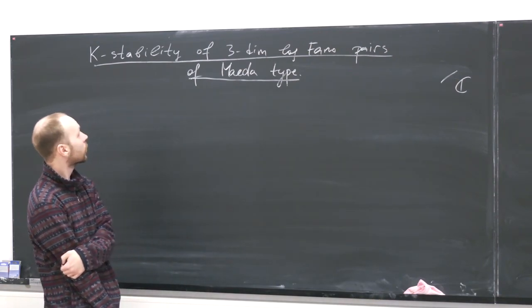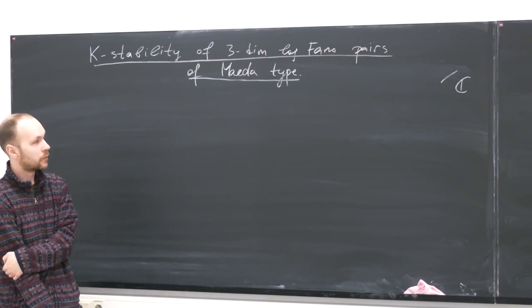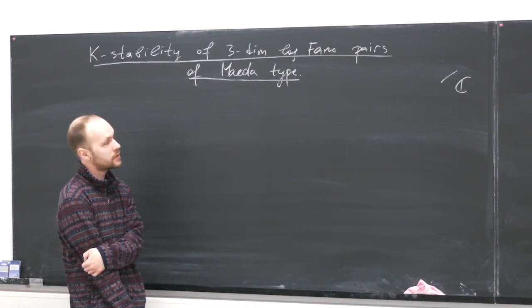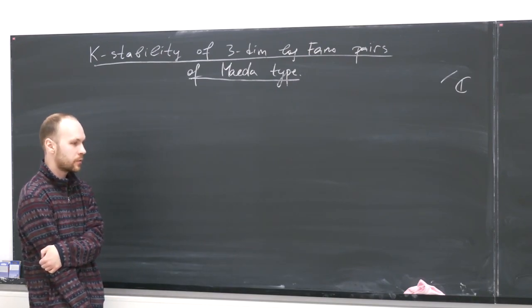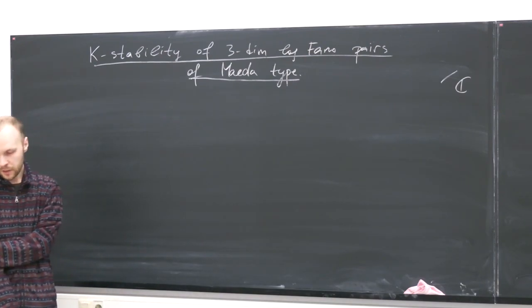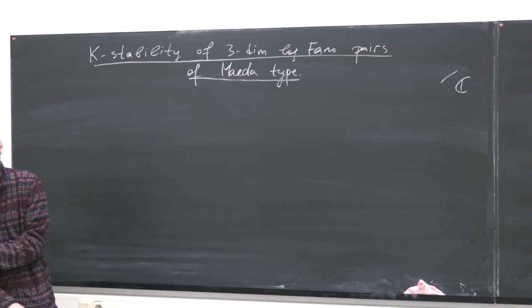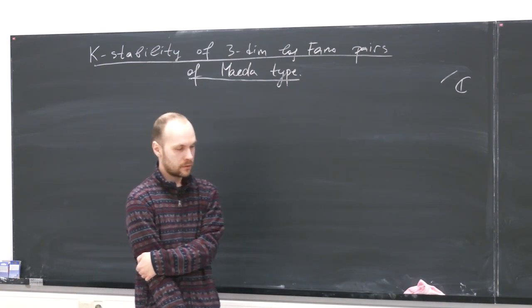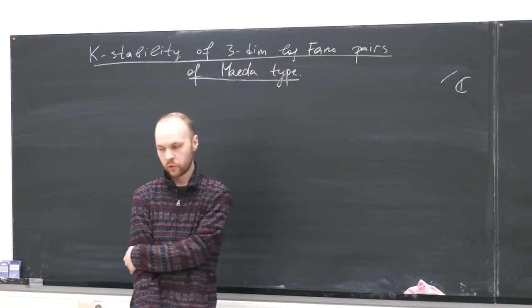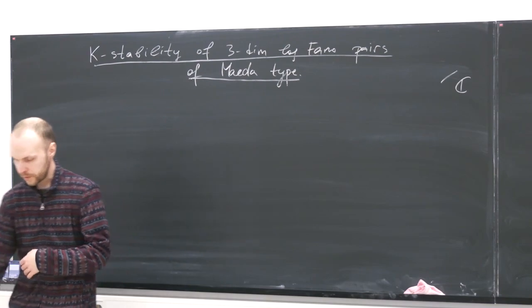So I will talk about some questions related to case stability, and I will consider some special class of Fano pairs. So I will define them first, and then I will state the main result, and then I will talk about case stability. So this is the plan.